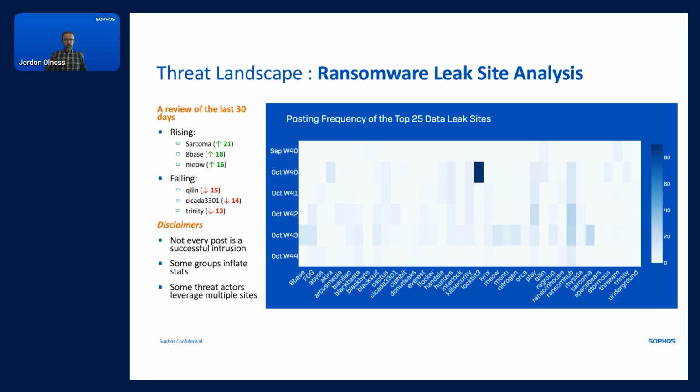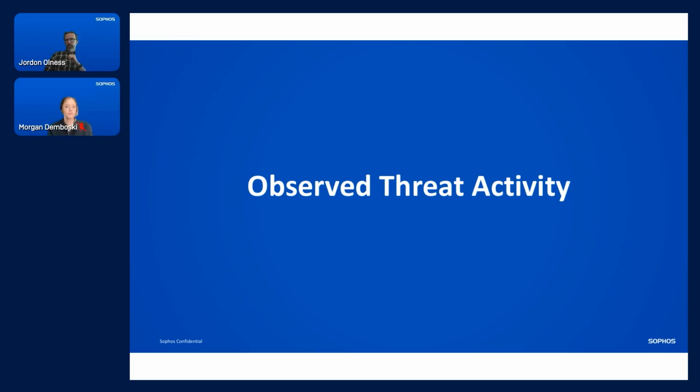So I'm not sure exactly what's happening there, but take that data with a grain of salt. But also you see Ransom Hub had a consistent month. Play had a very consistent month. And across the board, it's tended to be a bit of a later month for posts to get seen. So that is more or less it for me. I'm going to be handing it off to Morgan here to take you through the observed threat activity.